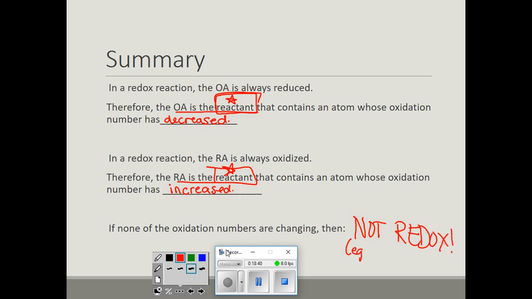For example, I said way back in the beginning that double replacement reactions are not redox reactions. Nothing changes its oxidation number. Nothing gains, nothing loses electrons. So not every reaction in the world is a redox reaction. Some chemical reactions are not redox, and seeing that no oxidation numbers change would be good proof of that. Does anyone want to ask anything about that?